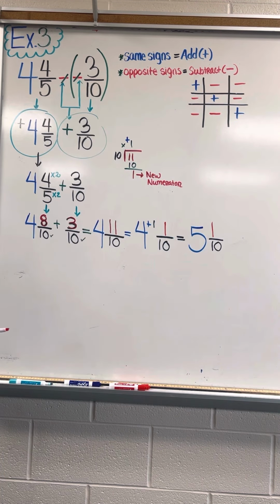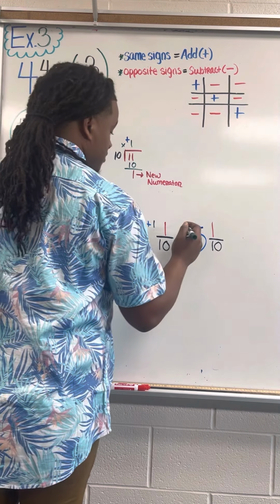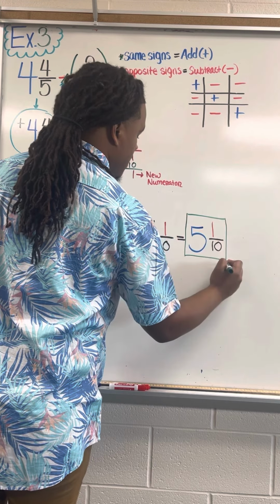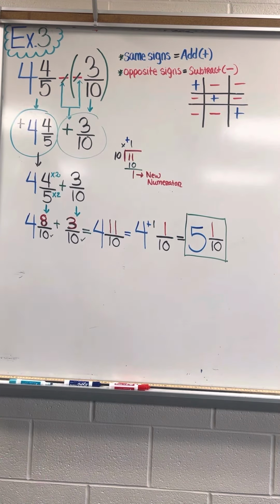So once again, guys, this is how we add and subtract negative and positive fractions, okay? So once again, our answer is 5 and 1/10.